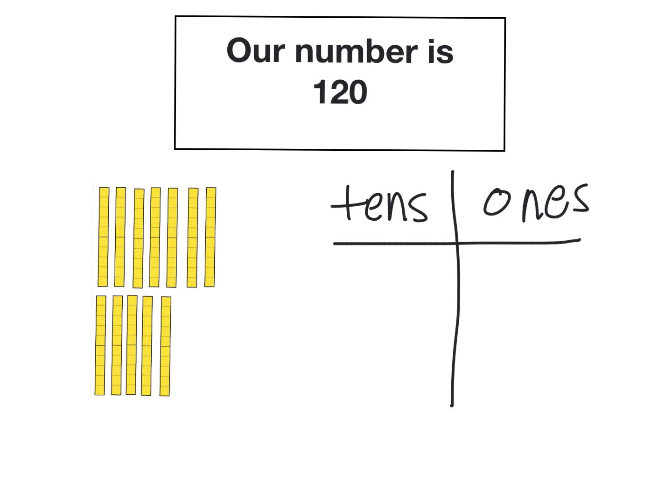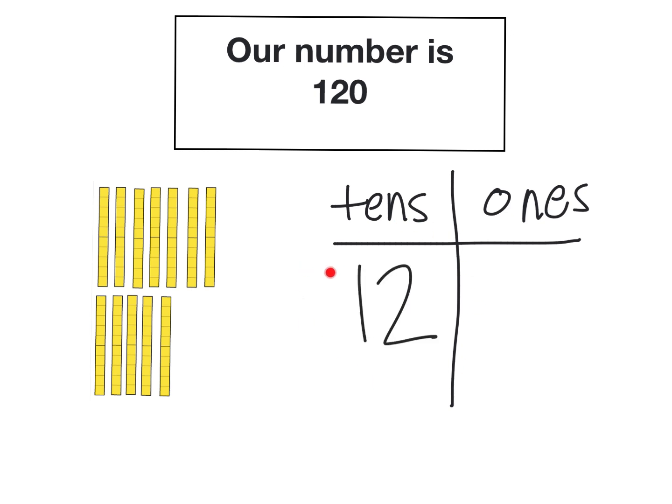Let's look at another example that can sometimes be sort of tricky. 120 is our number. We have to build this number using base 10 blocks. First, we'll start off by counting our units of 10, where we have 1, 2, 3, 4, 5, 6, 7, 8, 9, 10, 11, 12. Great, we know exactly what to do.